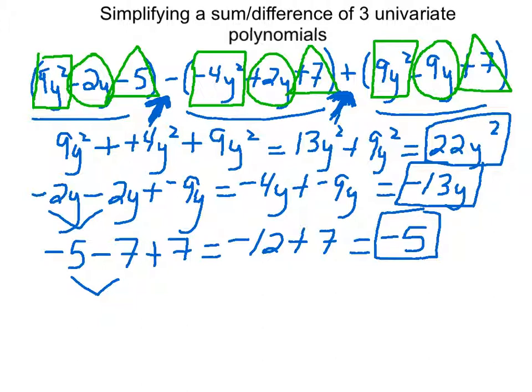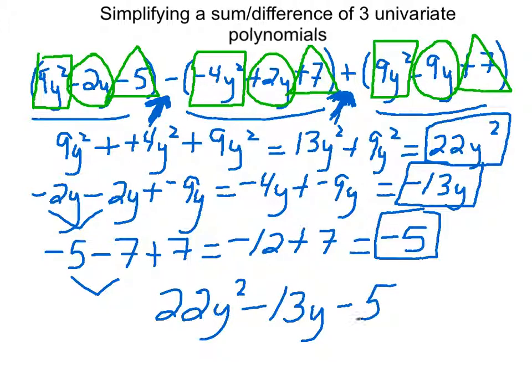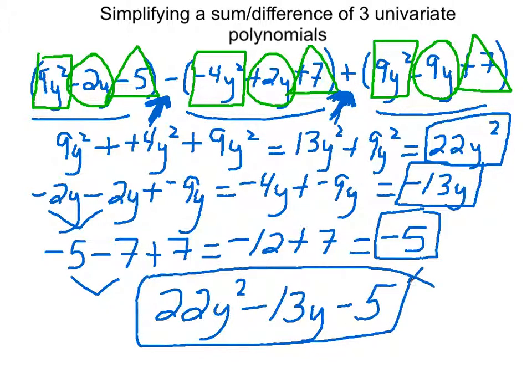We have 3 answers. We string them together with plus signs. If you have a negative thing you're stringing, you could either put plus negative 13y or minus 13y. Either one you want is totally a-okay in my book.